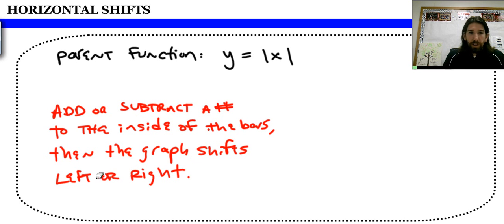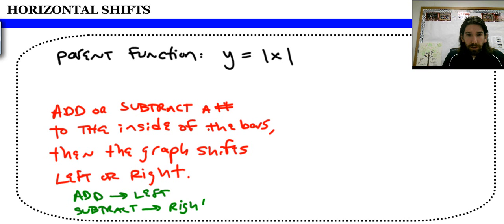Okay, and I'm going to make this note. Add, it's kind of the backwards of what you think. Add goes to the left. Subtract goes to the right. A lot of times the way mathematicians will write it is y equals the absolute value of x minus h. So we're looking at that h value there.